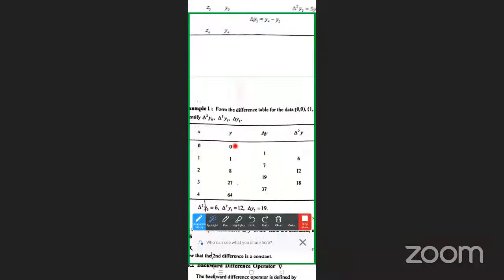So the difference between y1 minus y0, so delta y1 is equal to y2 minus y1. Similarly, y3 minus y2, y4 minus y3. So these are the differences: 1 minus 0 is 1, 8 minus 1 is 7, 27 minus 8 is 19, 64 minus 27 is 37.